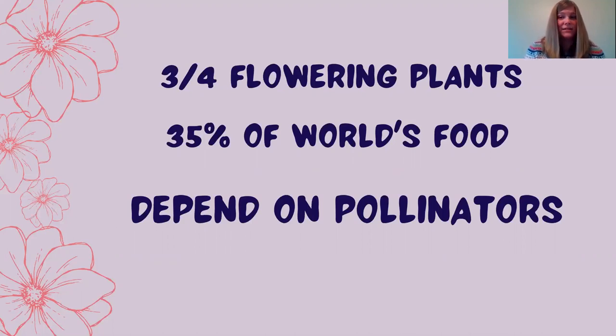And pollination is what allows the plant to make seeds. And seeds are the first step in our plant life cycle. So without pollination and seeds, our plants won't exist.